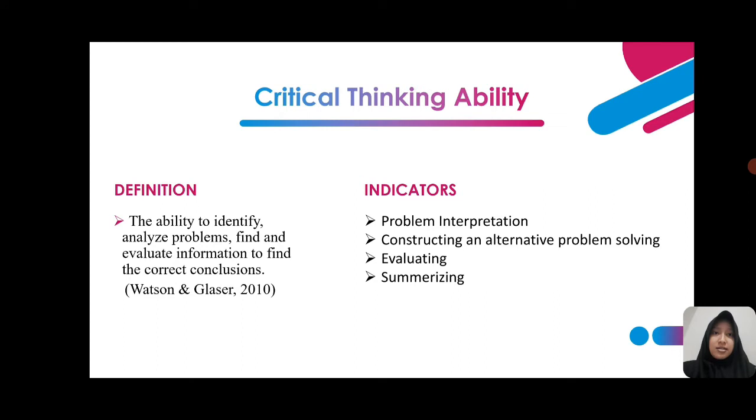Critical thinking ability is the ability to identify, analyze problems, find and evaluate information to find the correct conclusions. Indicators of critical thinking ability are problem interpretation, constructing an alternative problem solving, evaluating and summarizing.